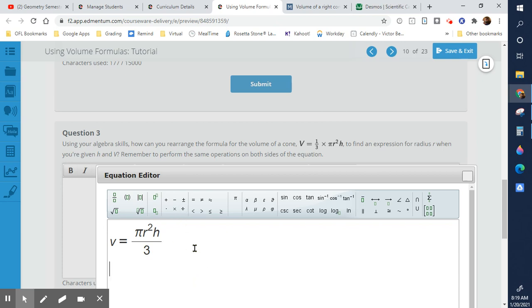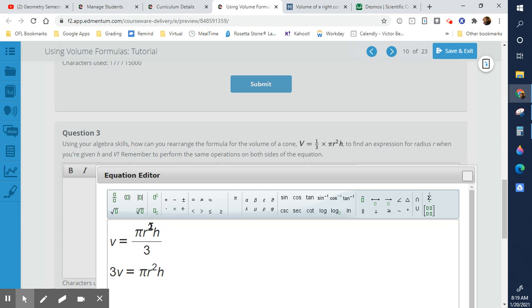So we have this, and we want r to be by itself. So the first thing we're going to want to do is multiply that 3 to both sides. 3V equals pi r squared times height. This should remind you of the formula for a cylinder. As you can see, a cylinder would be 3 times more than that of a cone with the same height and radius. Then we're going to have to divide out the pi and the height.